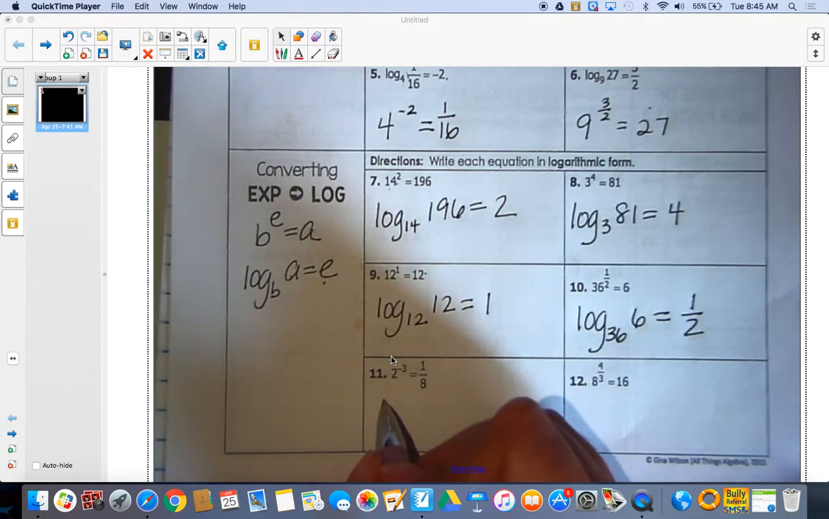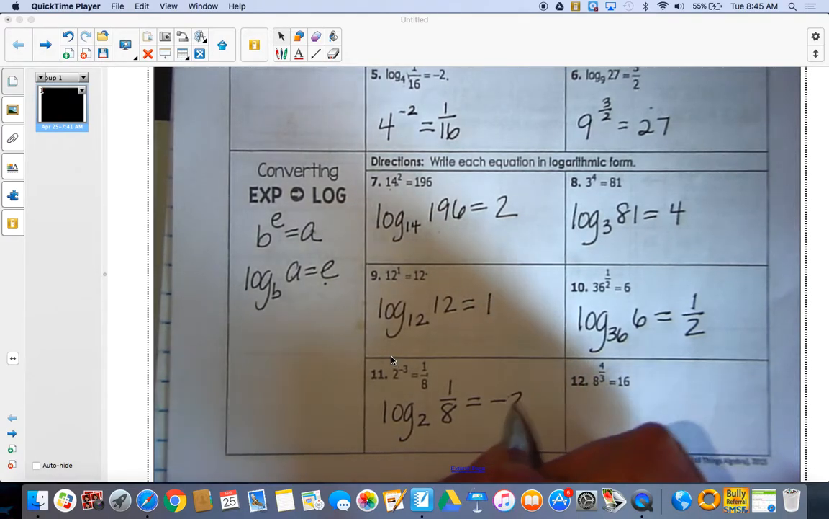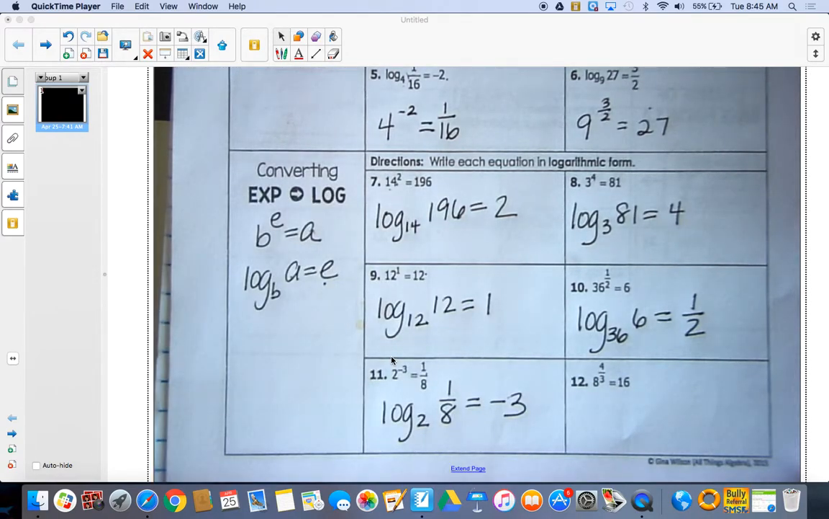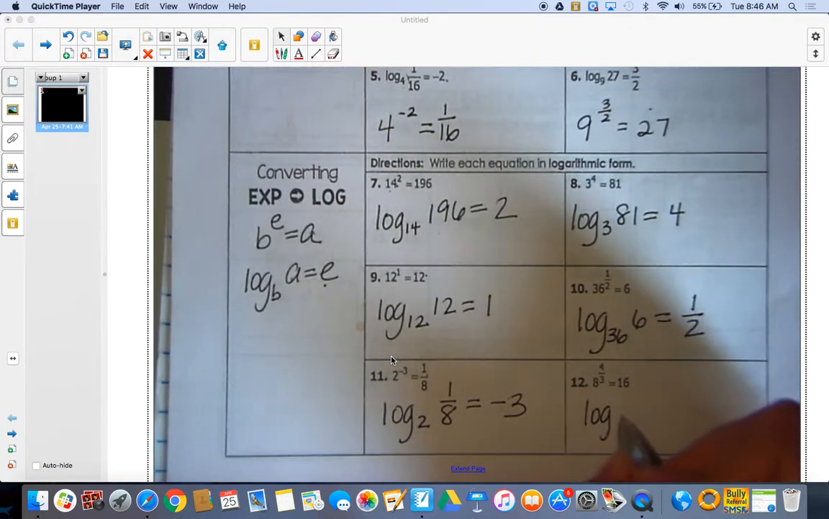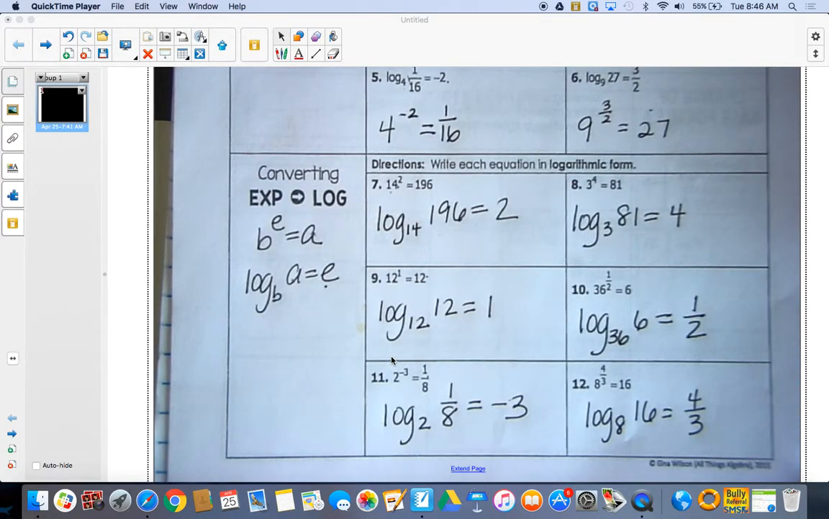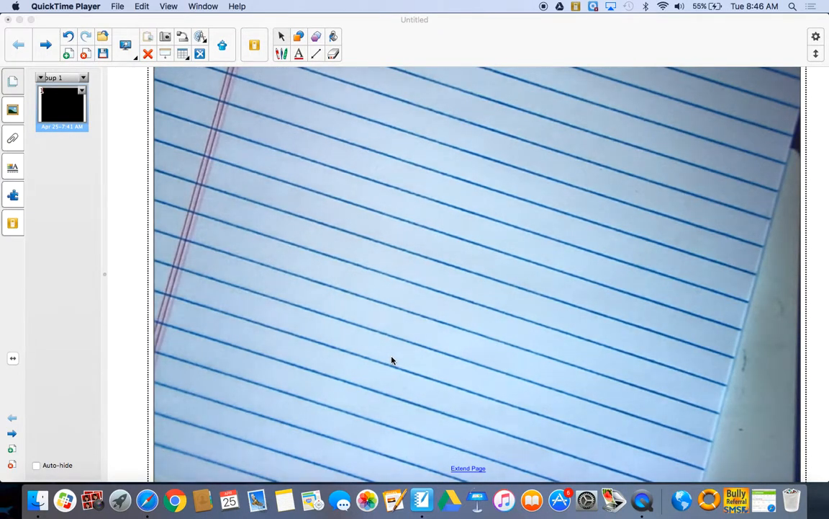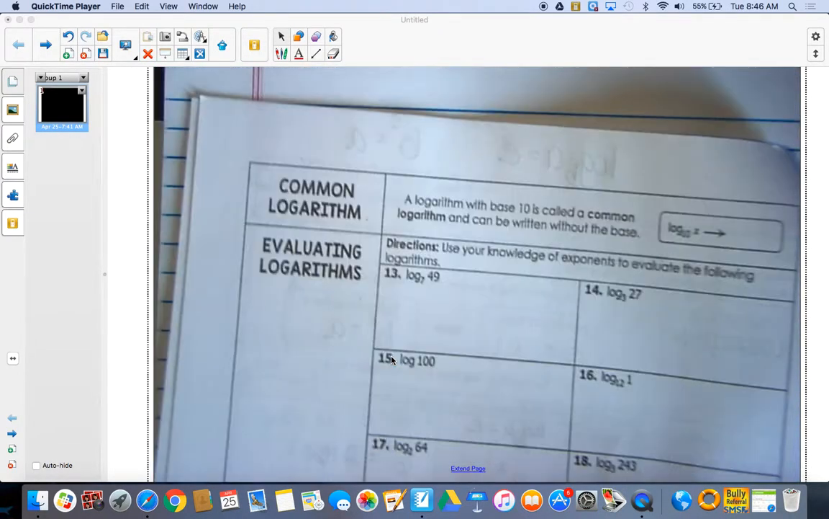Number 11, our base is 2, our answer is 1/8, and it equals our exponent. And then go ahead and try the last one on your own. And then check to make sure you did it correctly. Any questions? Okay. All right, let's turn it over to the back page, and now we're going to evaluate some logs.